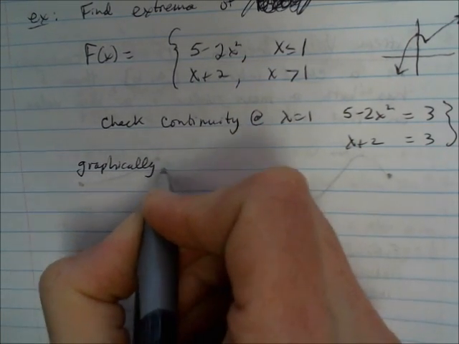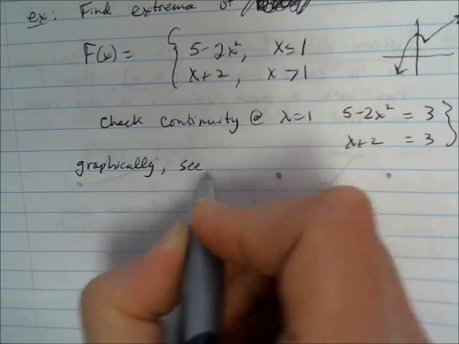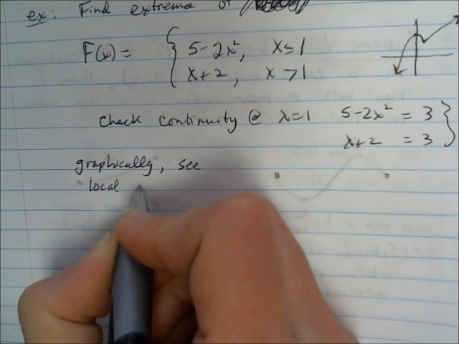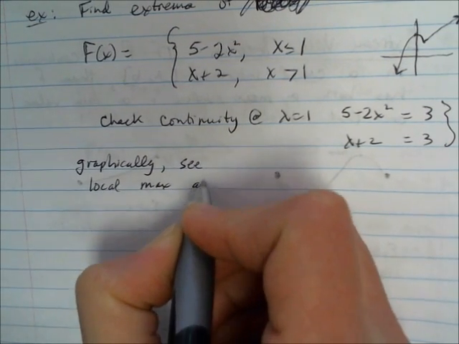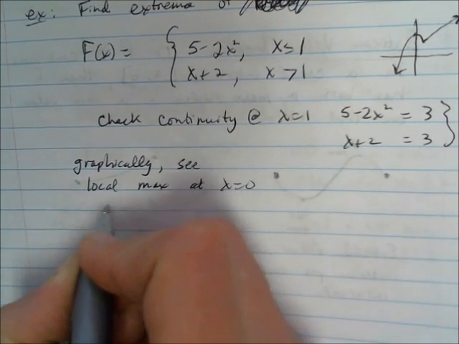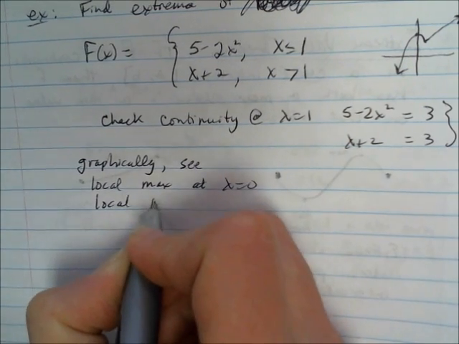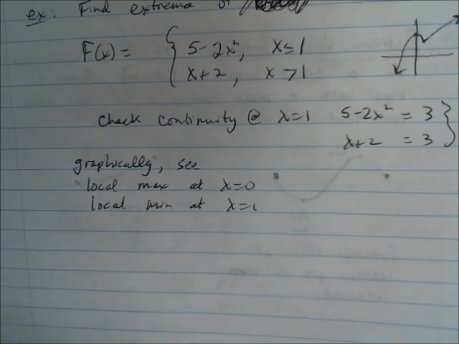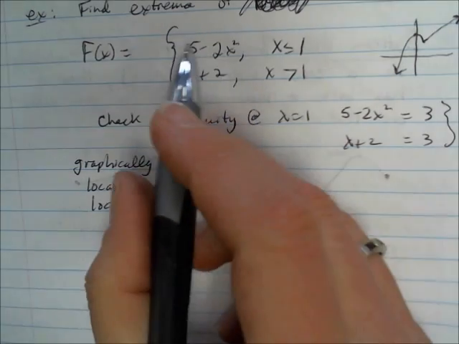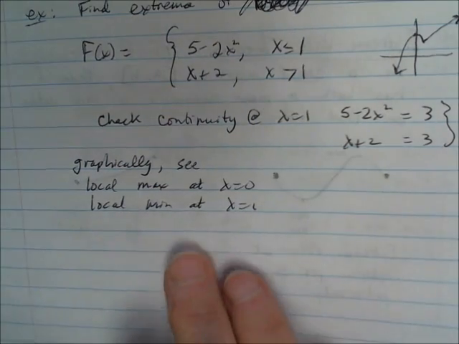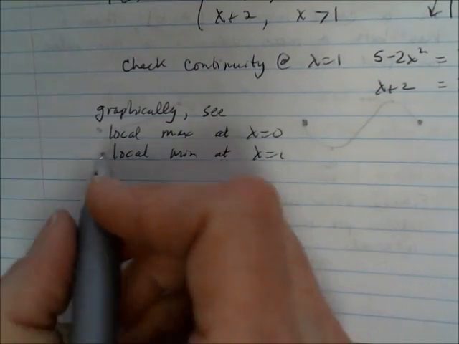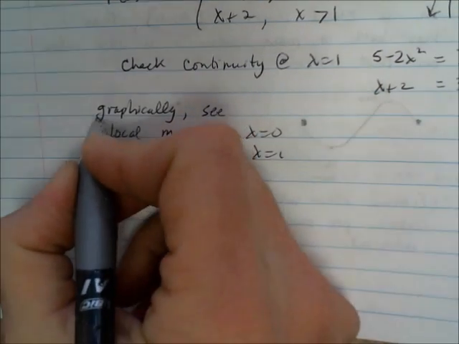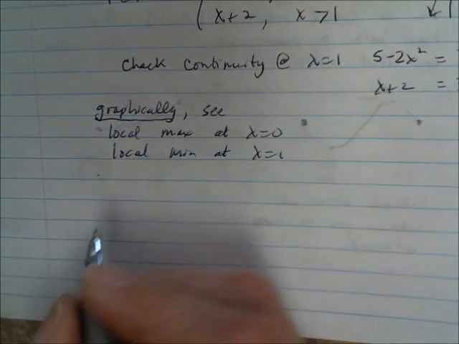So graphically, we see a local max at x equals 0 and a local min at x equals 1. But let's take the derivative. So let's find this analytically using calculus. So that's our graphical solution.